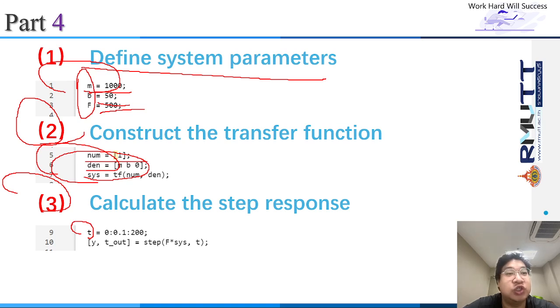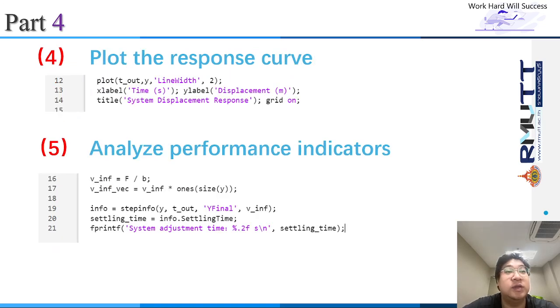The step function calculates the displacement response under a 500 newton step force, and the output y and the corresponding time t out.